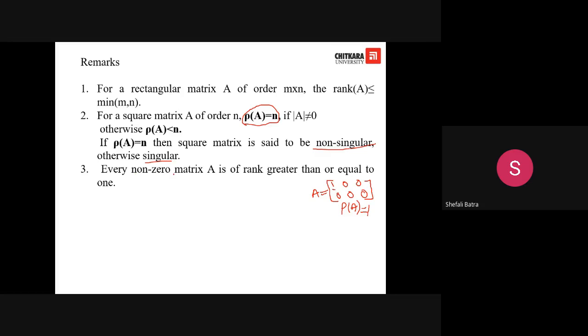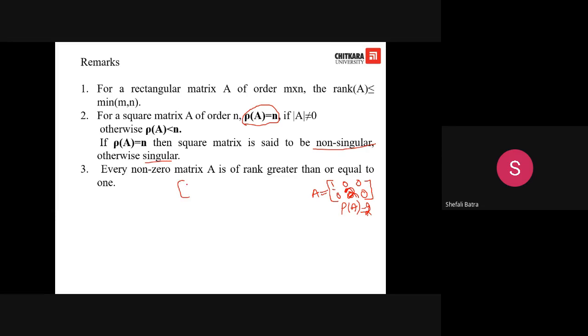Right? So what is this remark saying? Every non-zero matrix A is of rank greater than or equal to 1. This is the worst case. When you have one entry non-zero, okay, if there are more than one, the rank would be greater than or equal to 1. So let us say this entry is 2. Now what will be the rank of this matrix? 2. Yes, the rank of this matrix is 2 because it is already in echelon form and the number of non-zero rows is 2. So every non-zero matrix A is of rank greater than or equal to 1.